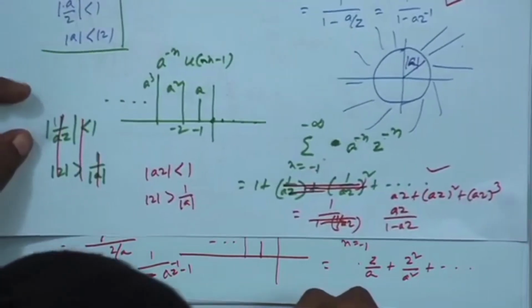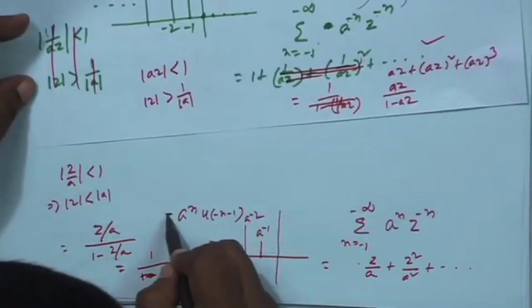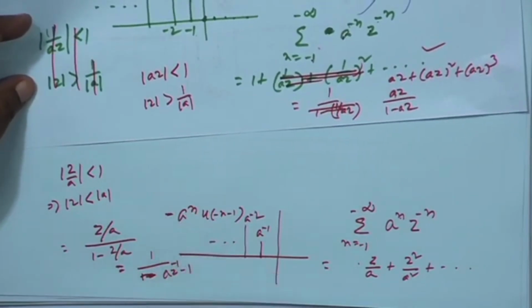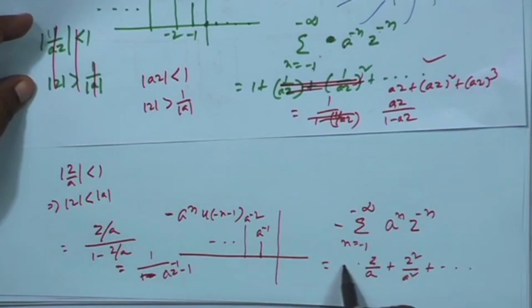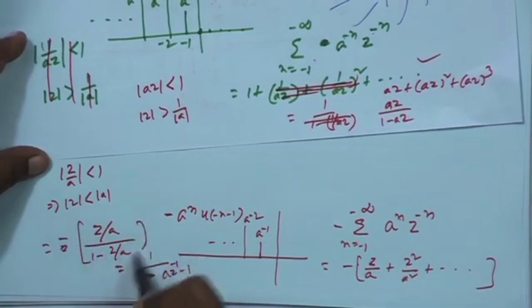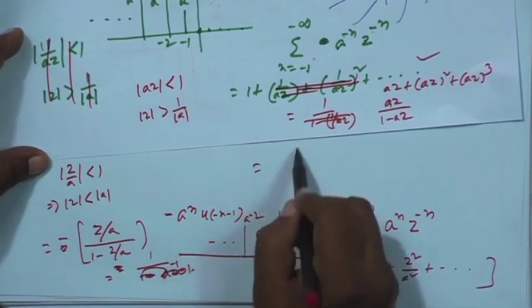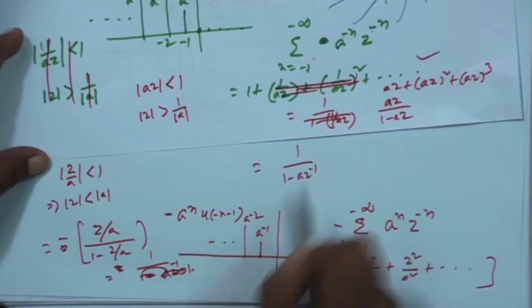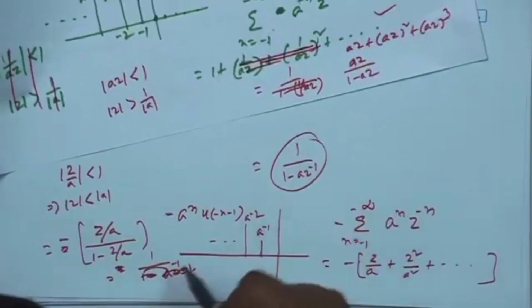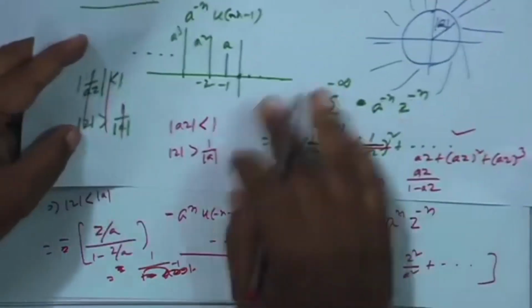Okay. So, if I further make a change, if I put a minus here, if the sequence is minus a to the power n u minus n minus 1, there is a minus sign here, and if you put the minus sign inside, it will be 1 by, same expression as this. So, same one, I mean two different sequences.